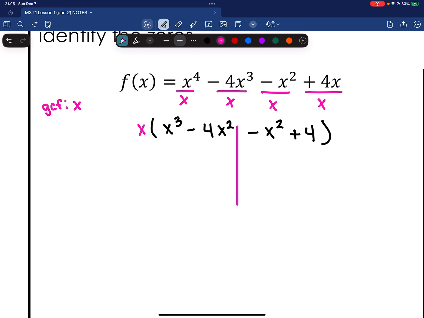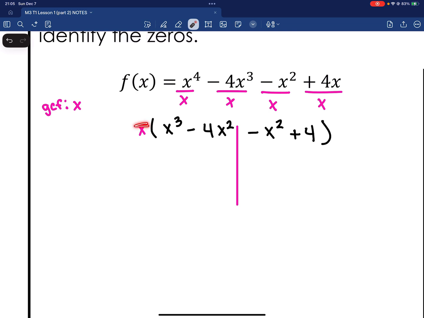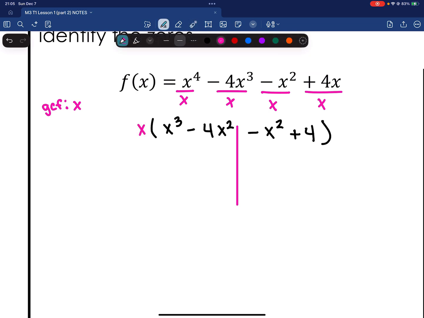And so we need to make sure when we do this, we are going to basically ignore this until the end. It's just going to keep tagging along. So in my first 2 terms, notice that the GCF is an x squared. So we're going to factor out an x squared here, factor out an x squared here. So that would be x squared. What is left over? That would be an x minus 4.